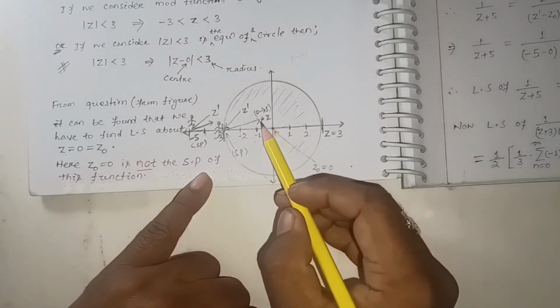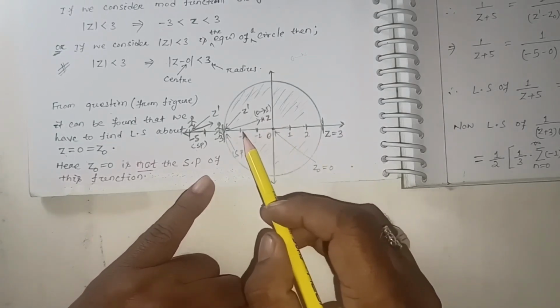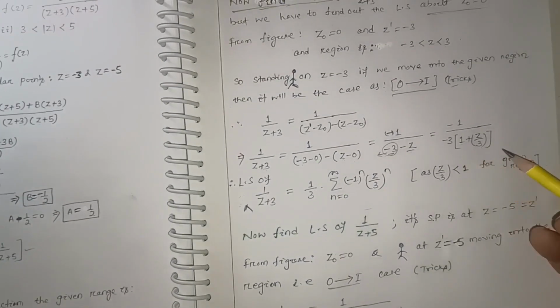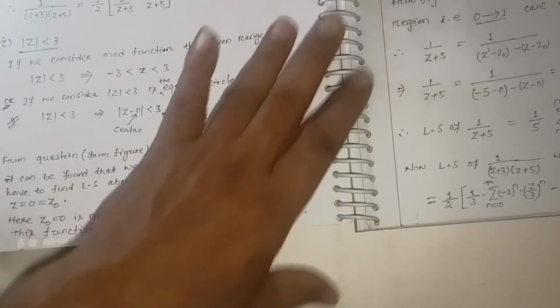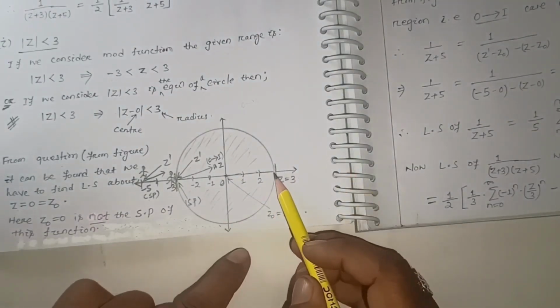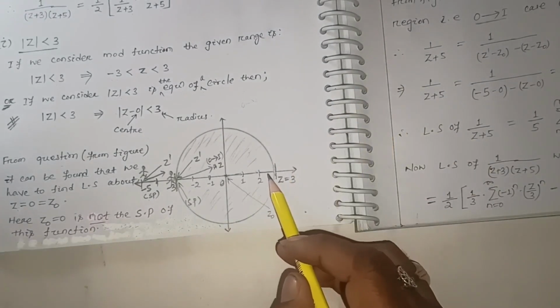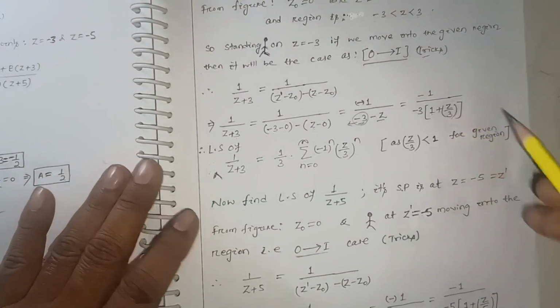For simplicity, consider an arbitrary point on the real axis. Consider -2, so -2 by 3 is less than 1. Consider the point 2, so 2 by 3 is also less than 1. Consider just below 3, that means 2.999 something, or 2.9, because the region is less than 3. So 2.9 by 3 is also less than 1. So here z by 3 is always less than 1.